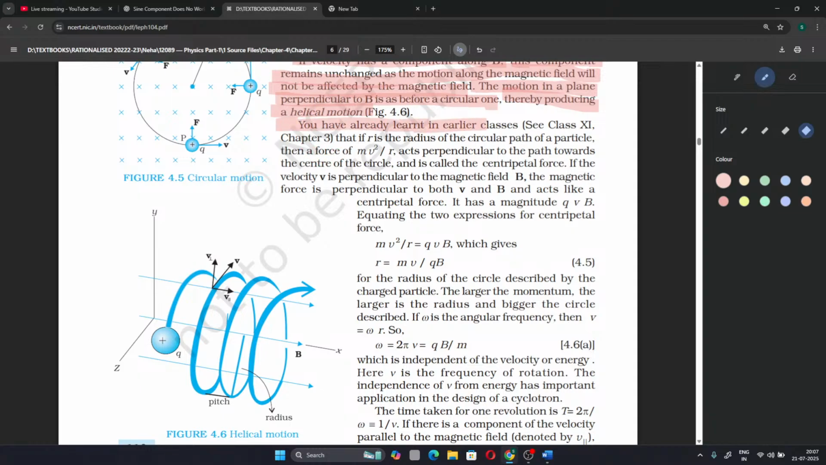I've already learned in earlier classes that if r is the radius of a circular path of a particle, then a force of mv square by r acts perpendicular to the path towards the center of the circle and is called the centripetal force. If velocity v is perpendicular to the magnetic field B, the magnetic force is perpendicular to both v and B and acts like a centripetal force. It has a magnitude qvB. Equating the two expressions for the centripetal force, we get mv square by r equals qvB, which gives r equals mv by qB.